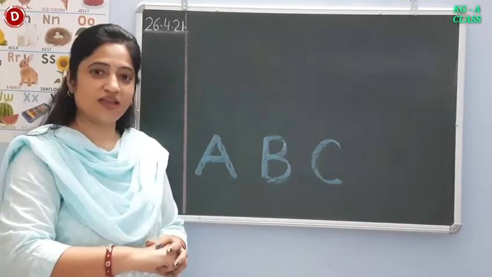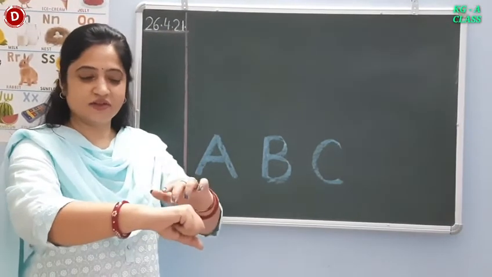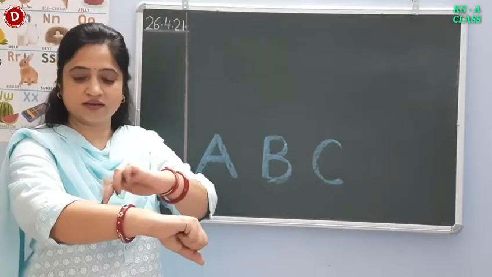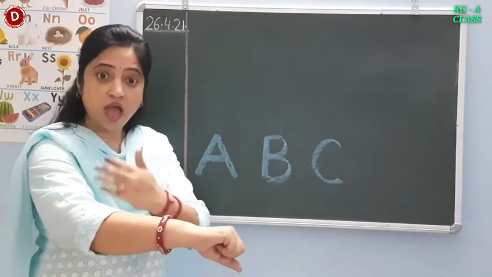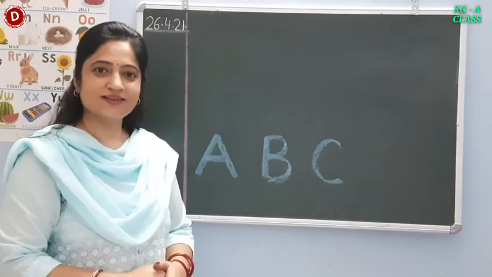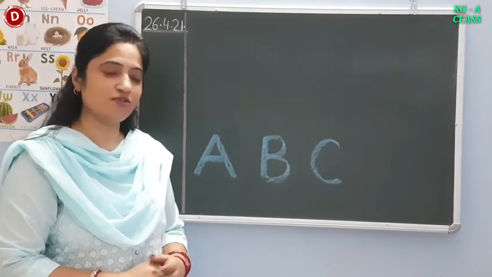And the sound of A is coming, A, isn't it? There is an ant on your arm, and it's going up, up, up. Now what will you say? Isn't it? It is a very easy way to learn the sound of A.